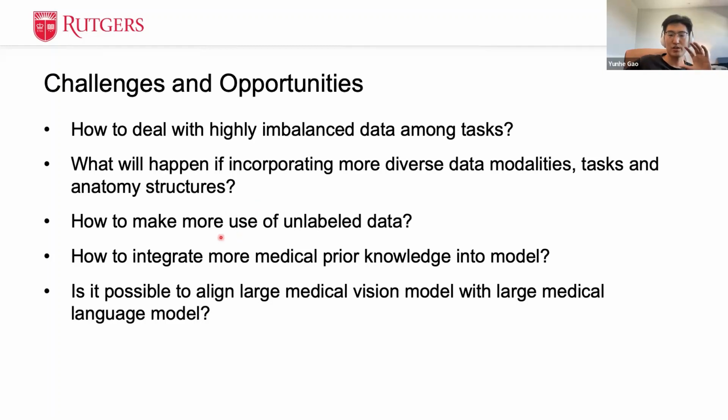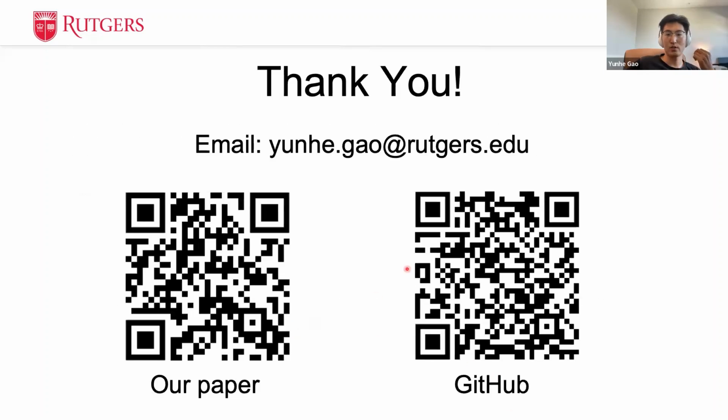There are also challenges regarding how to make use of unlabeled data, because in our work we use supervised learning. It would be beneficial to leverage more unlabeled data, or make use of the partially labeled images in other datasets. There are also some long-term opportunities, like how to integrate more medical prior knowledge into the model, because in our work we let the model learn prior knowledge from the data, like the task and the modality priors. It's an interesting topic to introduce more prior knowledge into the model. And it's also interesting to see if it's possible to align the large medical vision model with a large medical language model. In this way, we may be able to make more use of medical knowledge written in text to help the diagnosis. Yeah, that's all for my talk, and thank you for listening.